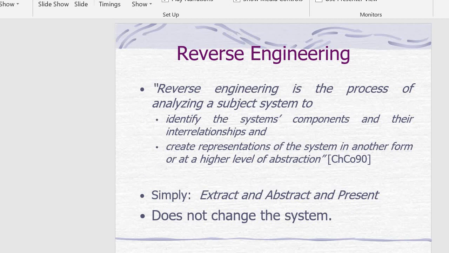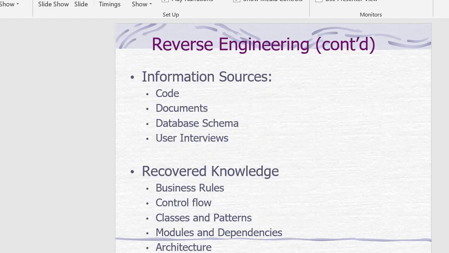So let's look at the definition of reverse engineering. Reverse engineering is the process of analyzing a subject system to identify the system components and their interrelationships, and then create a representation of the system in another form or at a higher level of abstraction. You can say reverse engineering has three processes: extract, abstract, and present. Right? So it doesn't change the system, we are just redefining that particular system.